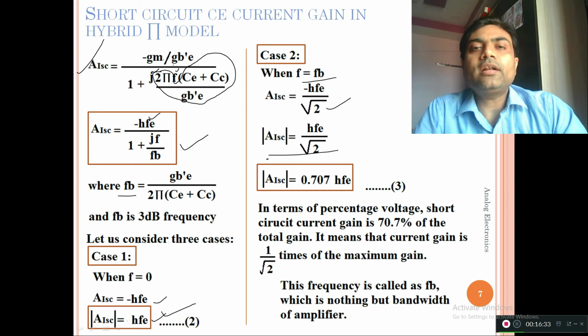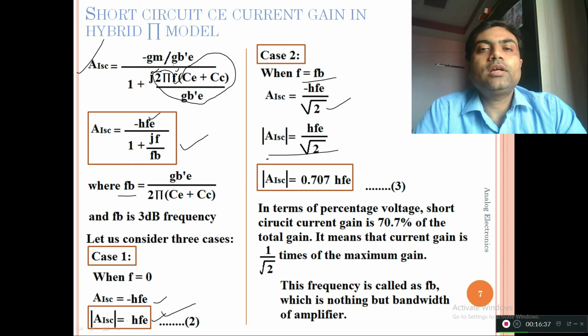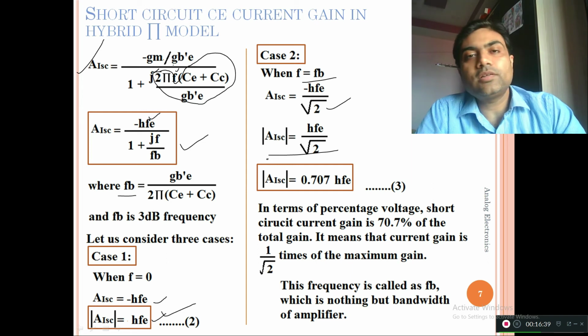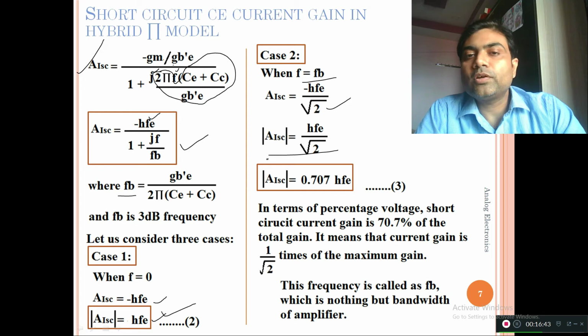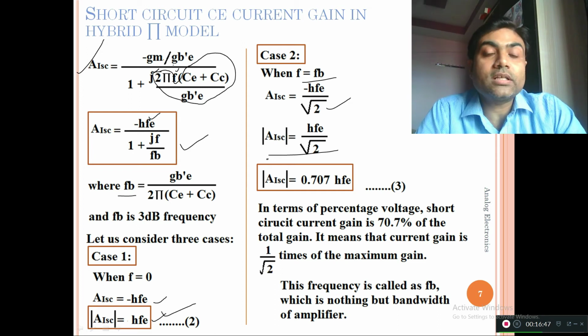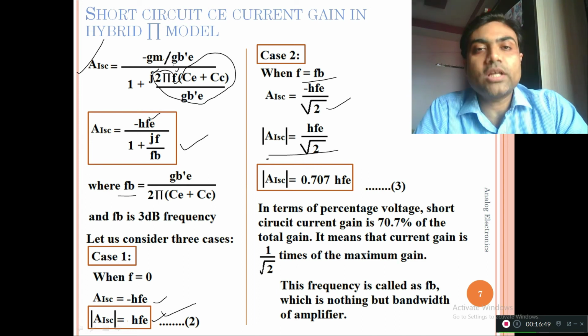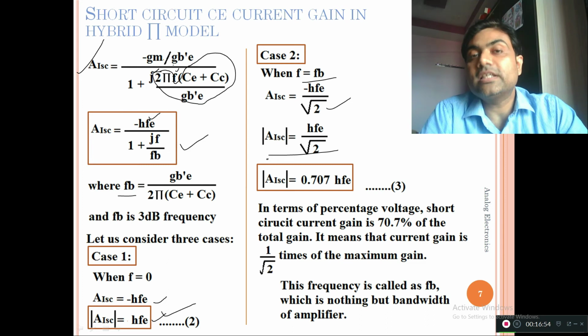I mean, below that range, if you further decrease the gain in terms of the frequency, if you are increasing the frequency, the gain will be reduced. So here when I am making F equals to FB, this FB is 3 dB frequency. Why it is 3 dB frequency? Because it is giving 1 upon root 2 times of the HFE. So 1 upon root 2 is nothing but 3 dB in terms of the decibels.